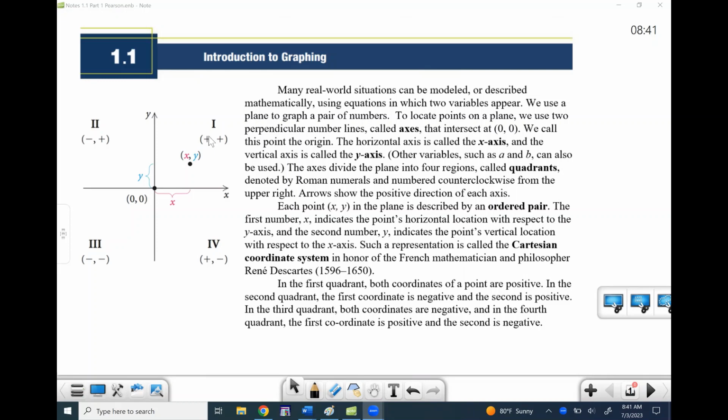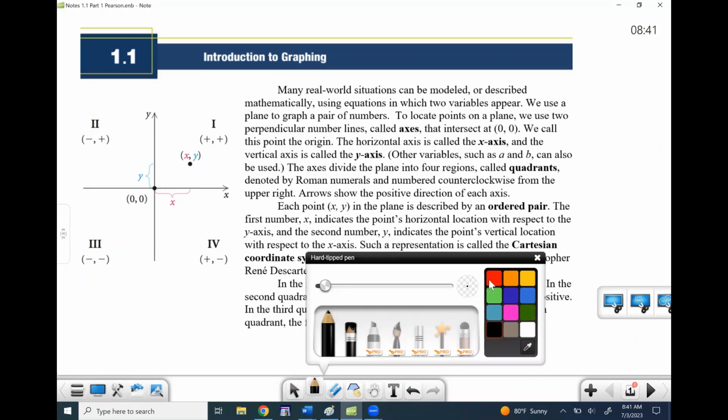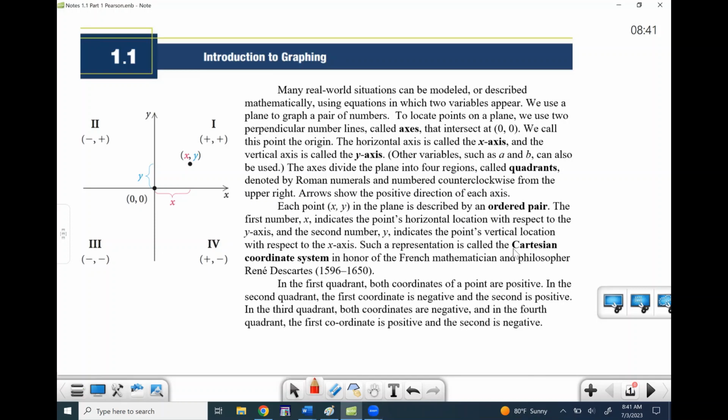All right, so we're just basically starting off with the XY plane, or sometimes this is called the Cartesian plane. You can see right here that the Cartesian plane, or Cartesian coordinate system, is due to Rene Descartes. He's the person we give credit for basically giving a visual to the algebra. Okay, so let's just look at this and talk about it.